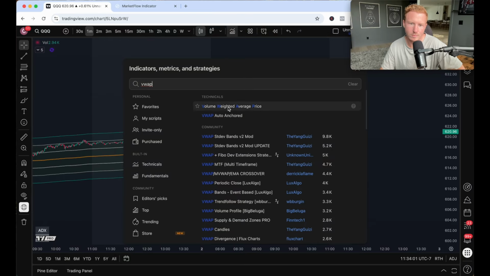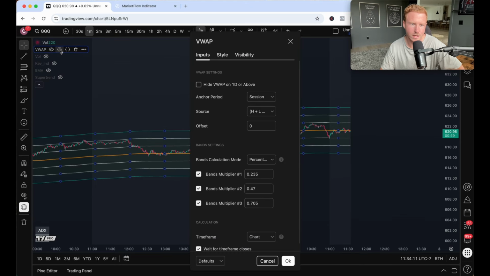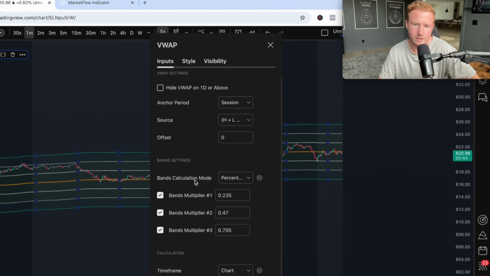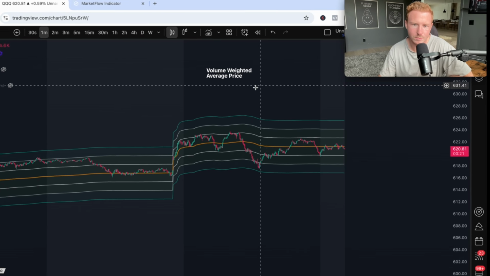So if you just type in VWAP, I just use the standard one, volume weighted average price. And then the only thing I change is I do add deviation levels to it, which is key in my strategy, okay? So if you just go over the settings, everything's default here besides my bands calculation mode. I change that to percentage. And I have these three numbers, okay? So make sure you put 0.235, 0.47, and 0.705. These are just the percentages of the deviations of the VWAP. And then we have the style. You can change these colors to however you want. And you should look something like this, okay?